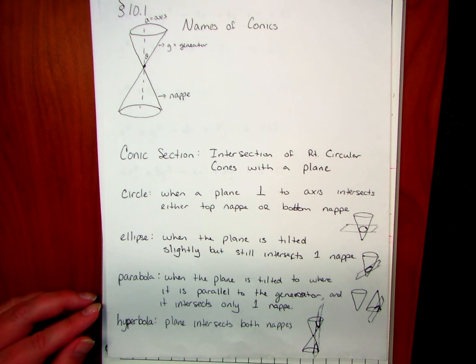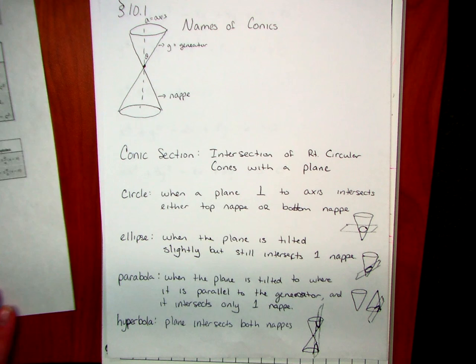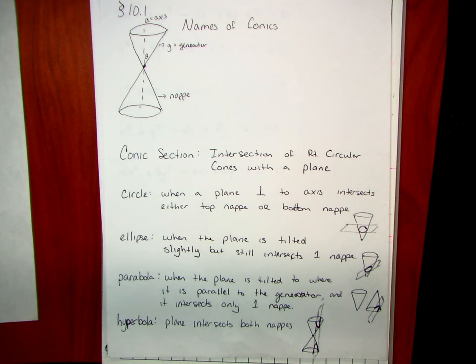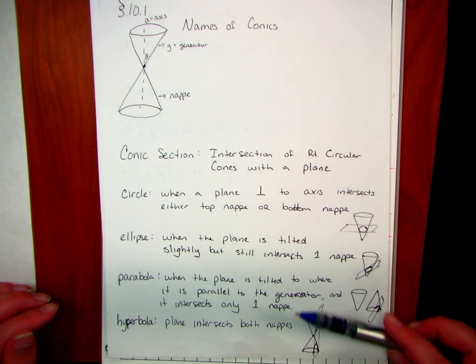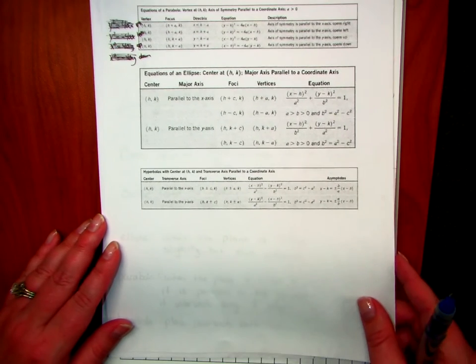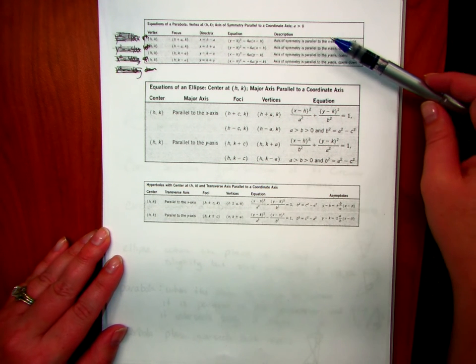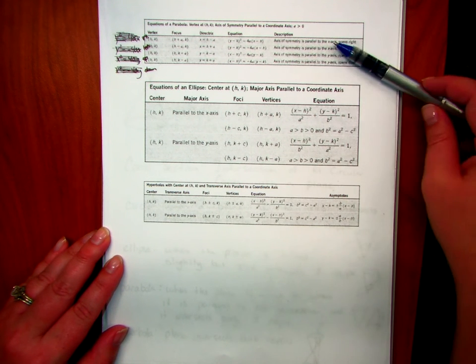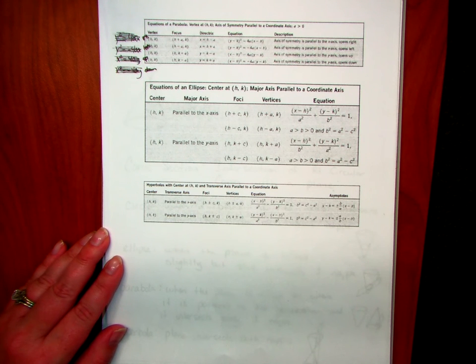Now, what you are going to have to do is you're going to have to identify from an equation whether the equation is that of a circle, ellipse, parabola, or hyperbola. Okay, so there's this nice handout, right? And I'll take a picture of this and put it in the notes. But there's this nice handout that goes over what the equations are of a parabola, an ellipse, and a hyperbola. Right? And there's some very distinct differences in these equations. Right?